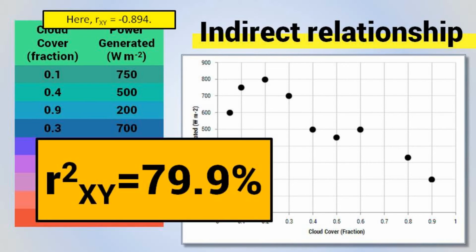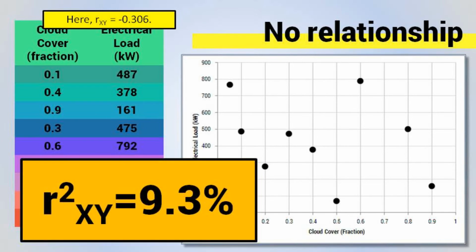I mean, if you had discovered that there was some connection between X and Y here, and you could explain 80% of the variability in Y based on what's going on in X, you've made a great forecast tool. What about no relationship? Here we had a situation where we thought the correlation was about negative 0.3, and if you square it, you end up with 9.3%. Not very much of the variance in X is being explained by how it relates to Y here.